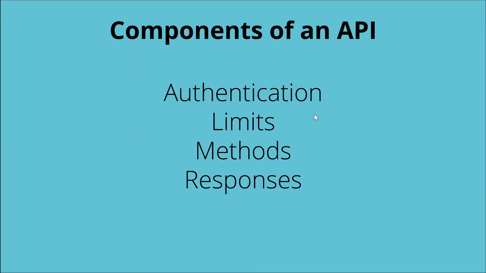With limits, when multiple users are accessing the API, there should be some limits, and we should be able to manage that as well. With the methods, we have to define what we're trying to do with the API. For example, are we trying to get some information, push some information, or update some information, etc. And responses are just the direct API response. For example, when we make an HTTP request to an API, what kind of response do we want to see? Is it JSON or XML, like that?